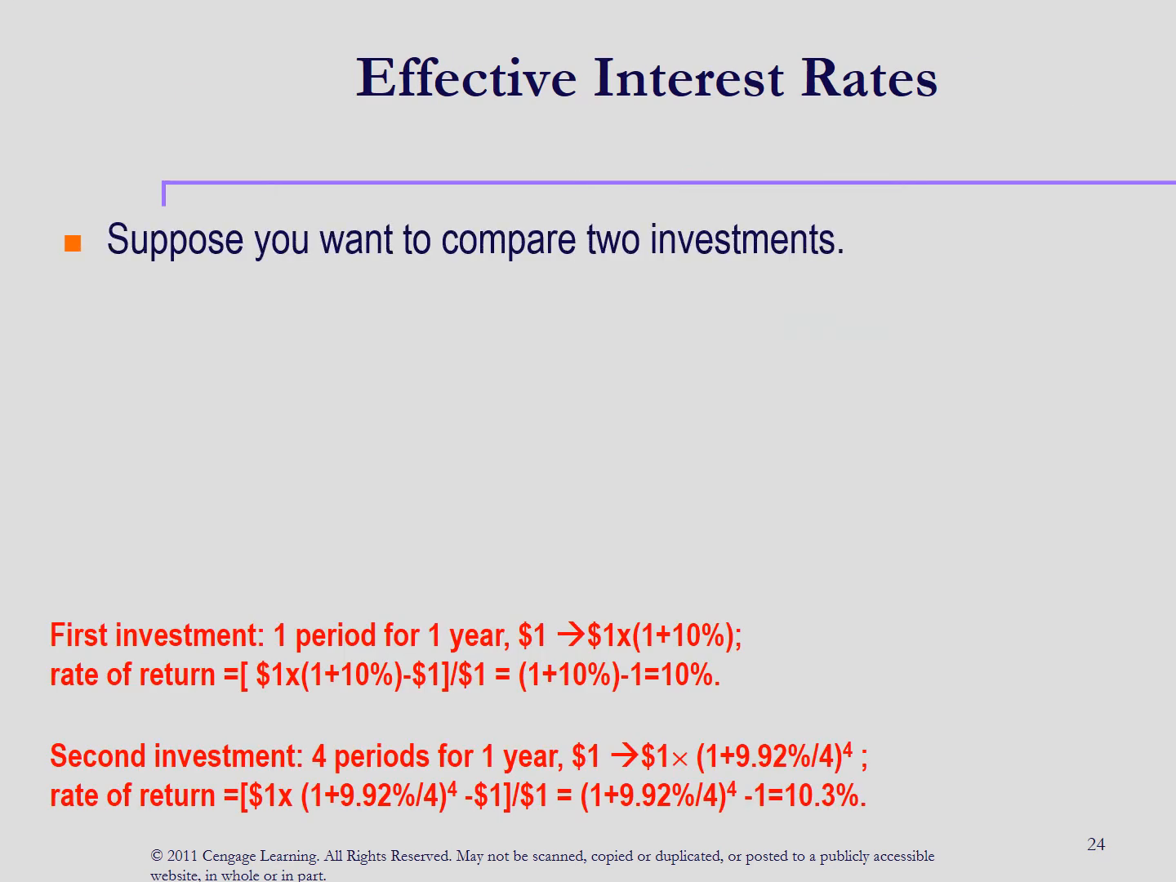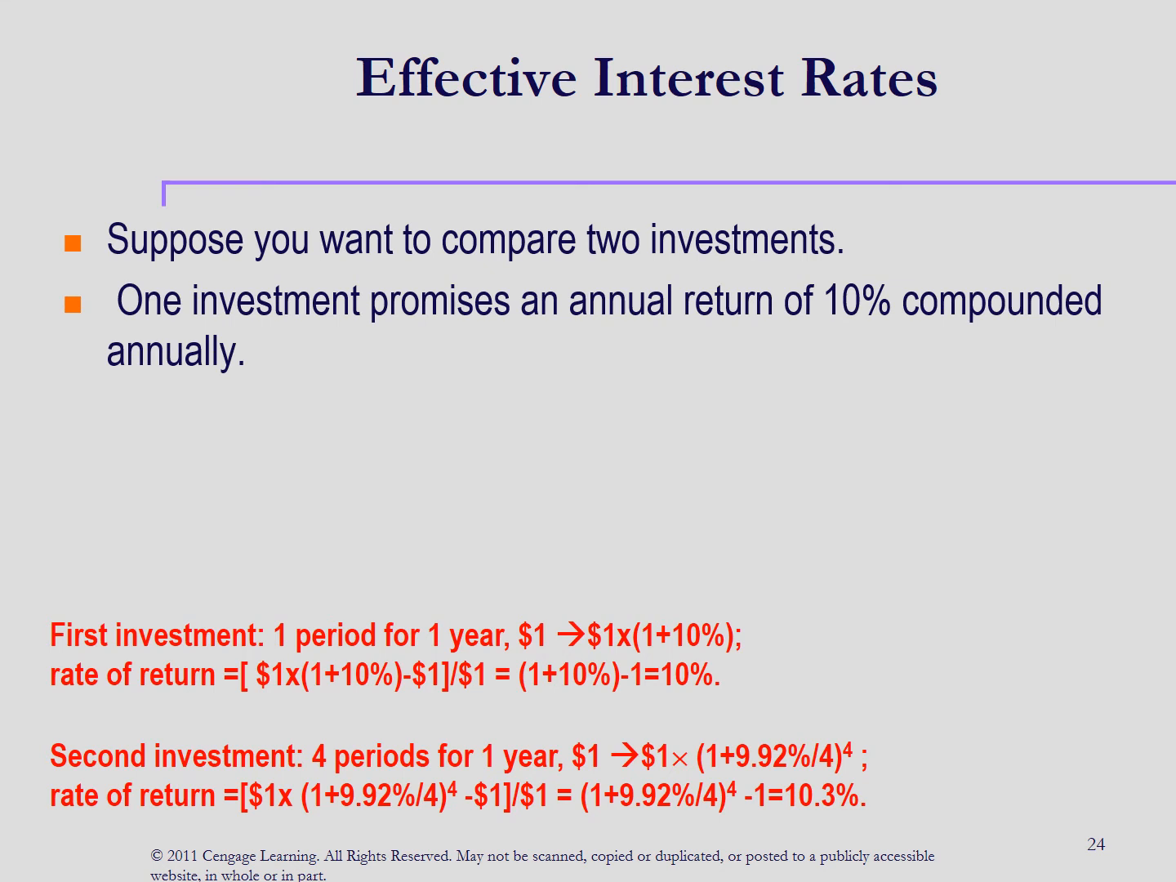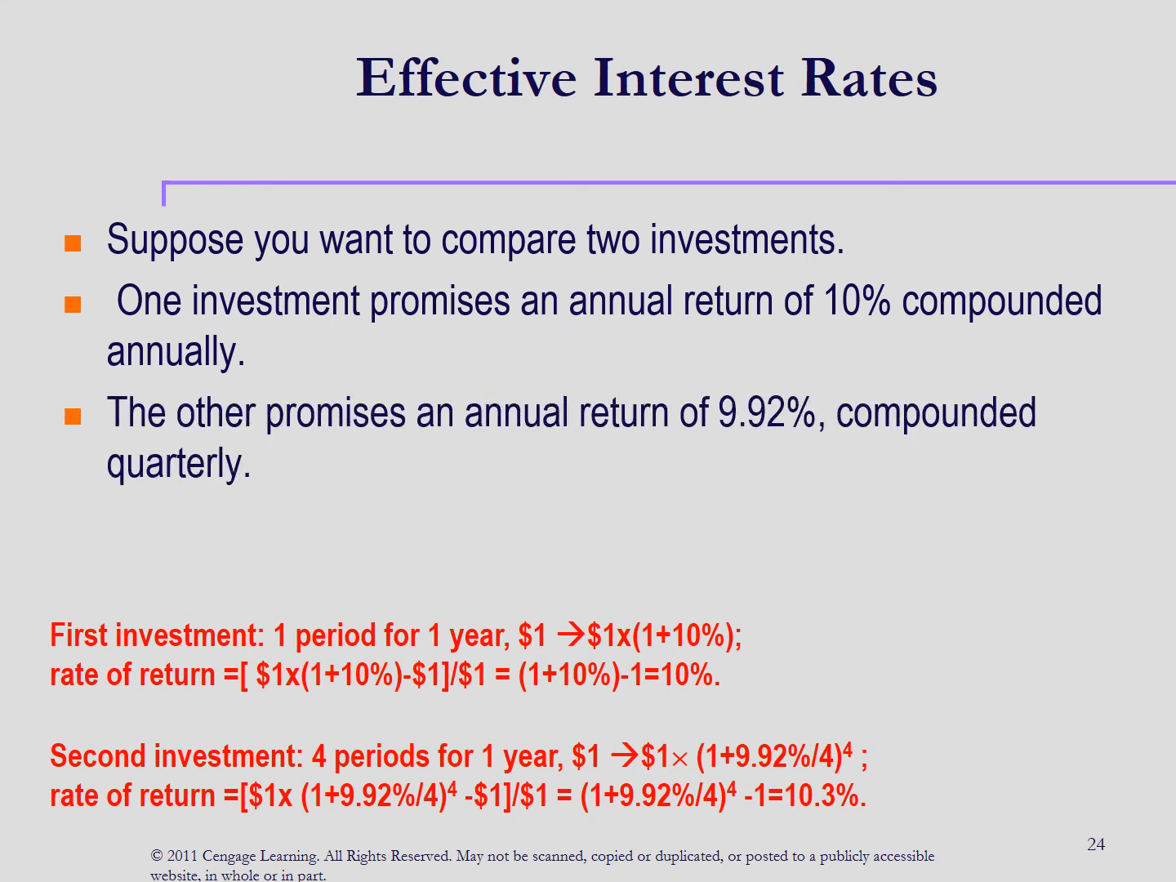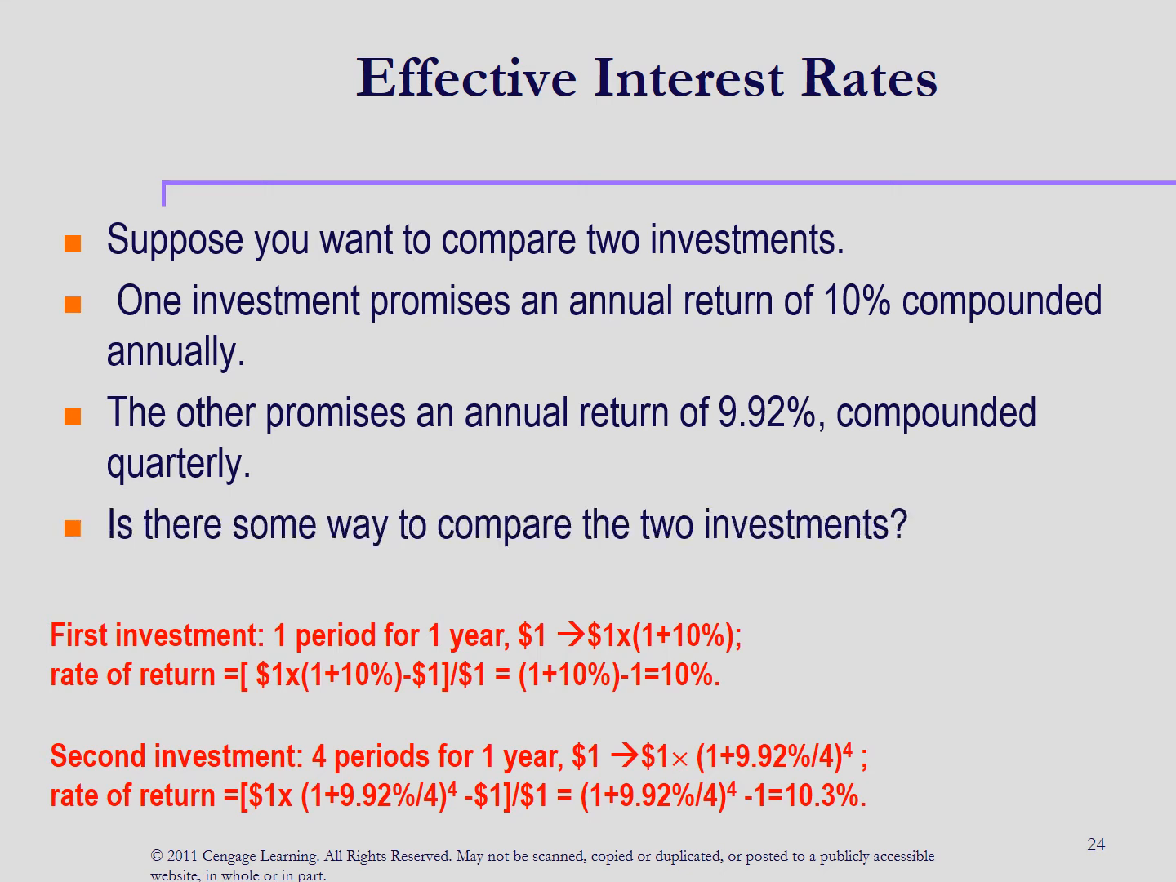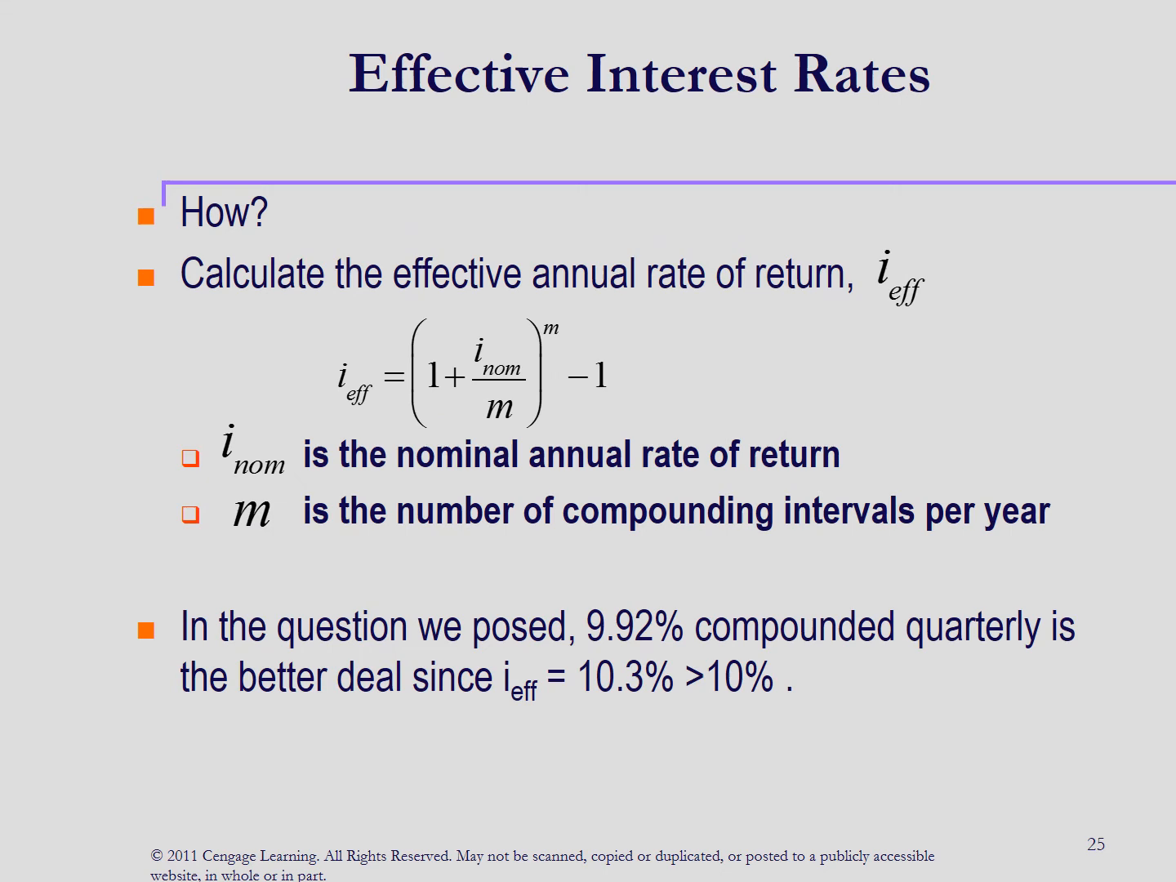Suppose you want to compare two investments. One investment promises an annual return of 10% compounded annually. The other promises an annual return of 9.92% compounded quarterly. Is there some way to compare the two investments? Yes. How? We should calculate the effective annual rate of return.